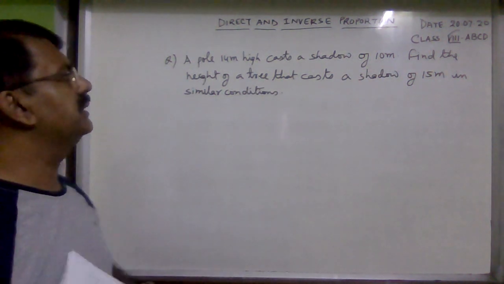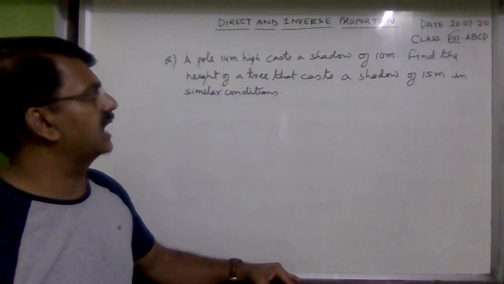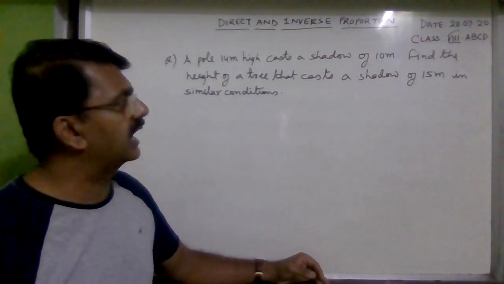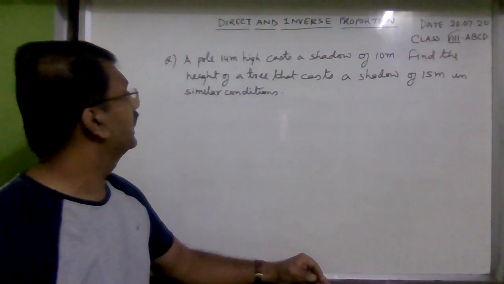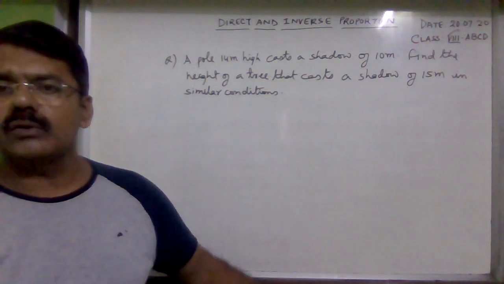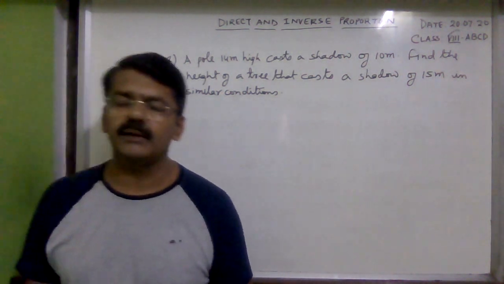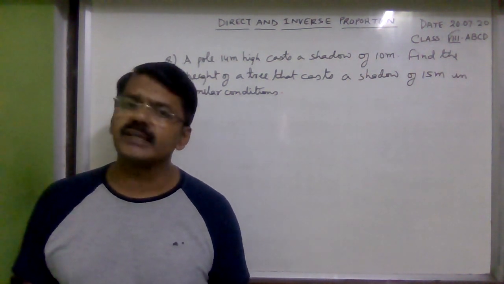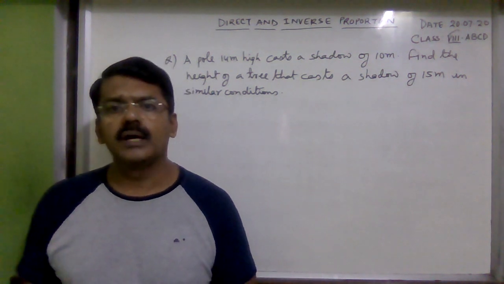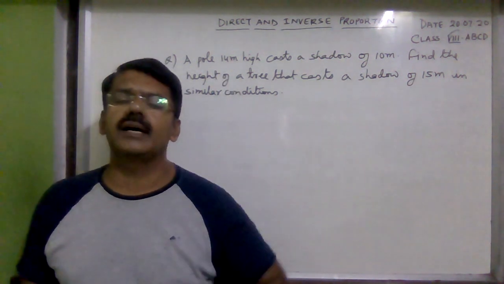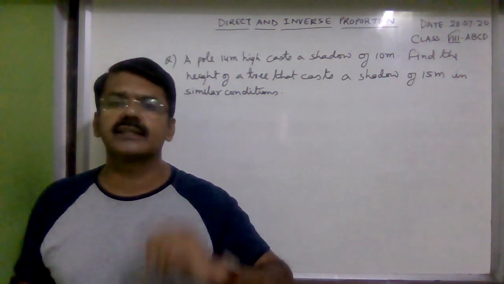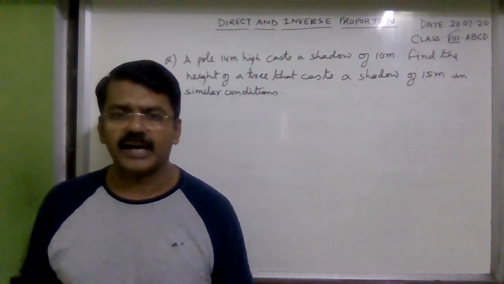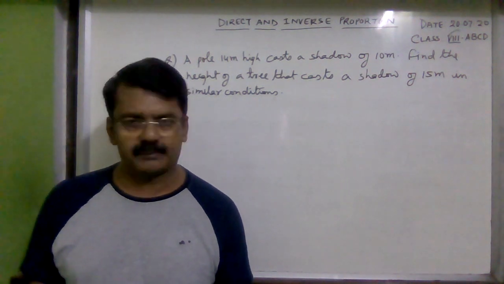A pole 14 meter high casts a shadow of 10 meter. Then find the height of a tree that casts a shadow of 15 meters in the similar conditions. Now there are two quantities here. The first is the length of the pole or the tree, and the second quantity is the length of the shadow. Now you know, the higher the tree or higher the pole, longer will be the shadow. So that means they are in direct proportion.